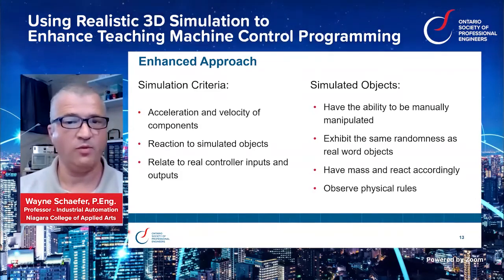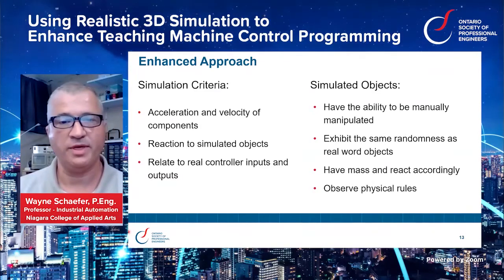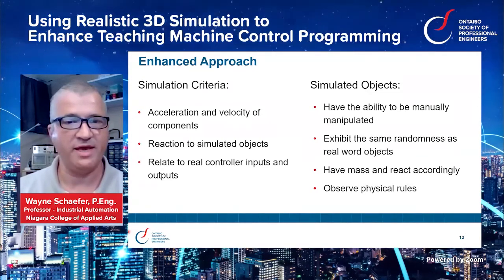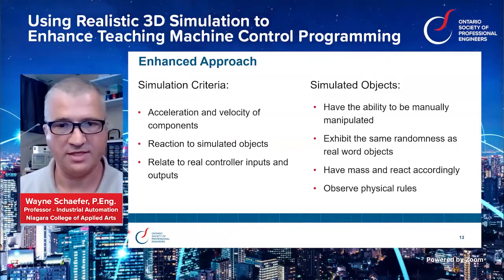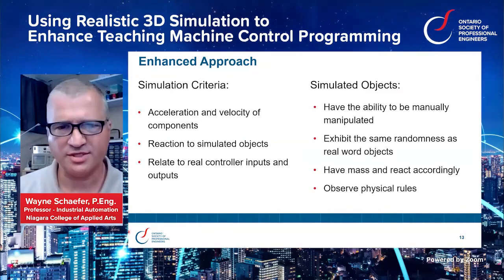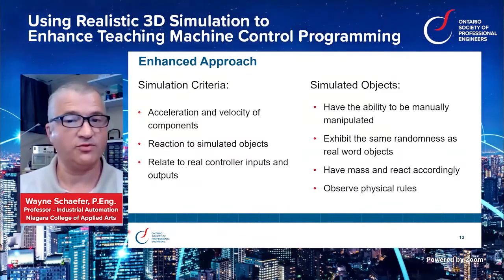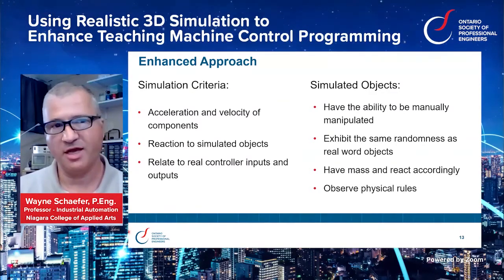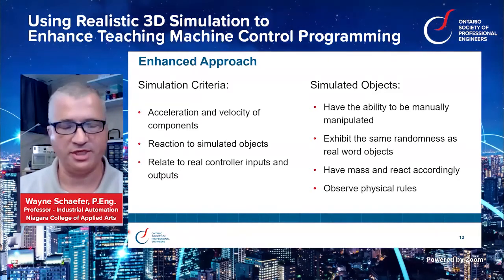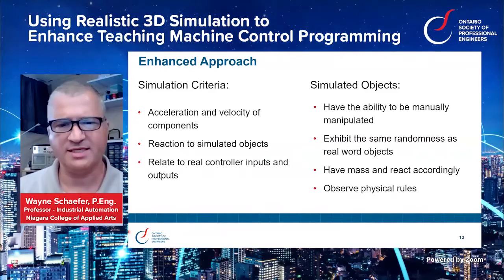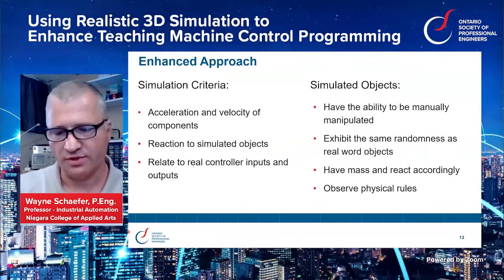So similarly, we want to model real-world aspects of equipment in our simulation for PLC training, including physical behavior such as acceleration and velocity of components, some type of reaction to simulated objects, that ability to relate this to real controller inputs and outputs. And the objects in the simulation itself must have the ability to be manually manipulated, picked up, thrown around, that sort of thing, exhibit some sort of randomness as real-world objects, have mass and act accordingly, and observe some physical rules.